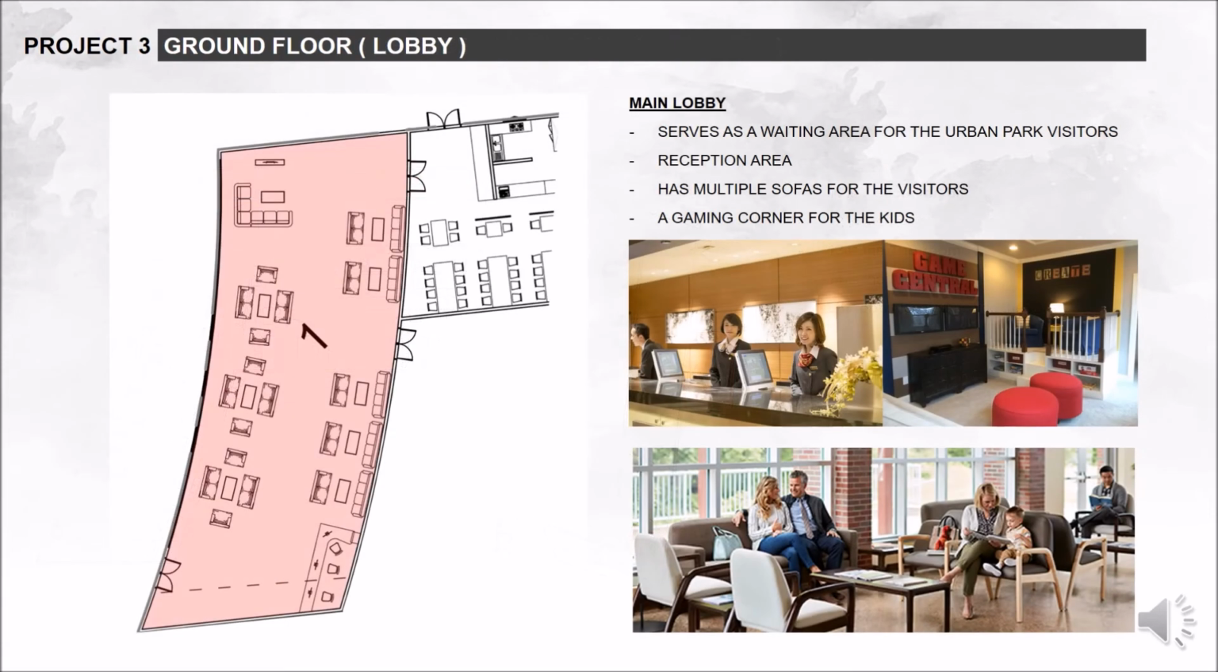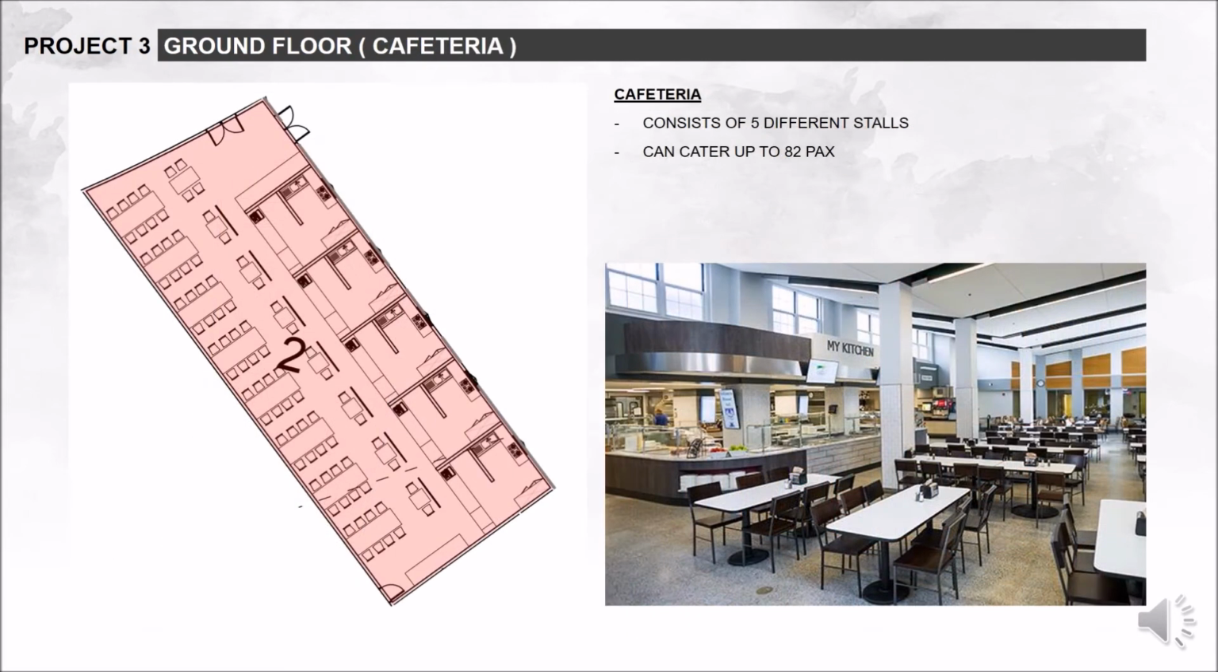Next, the lobby area serves as a waiting area for the urban park visitors. It has a reception area, multiple sofas, and a gaming corner for the kids. Next is the cafeteria. It consists of 5 different stalls and it can cater up to 82 packs.